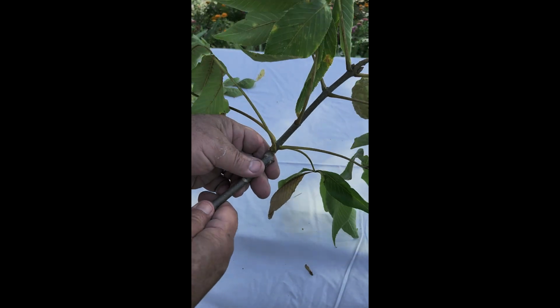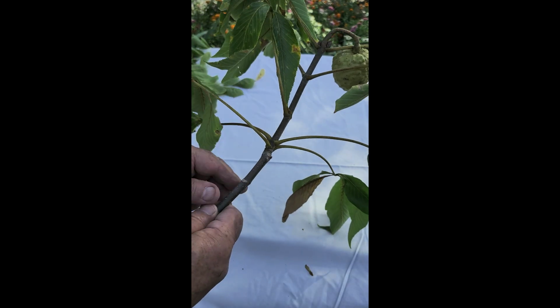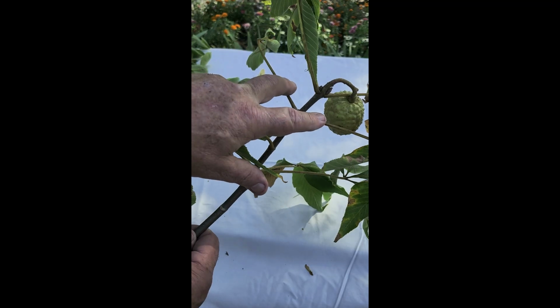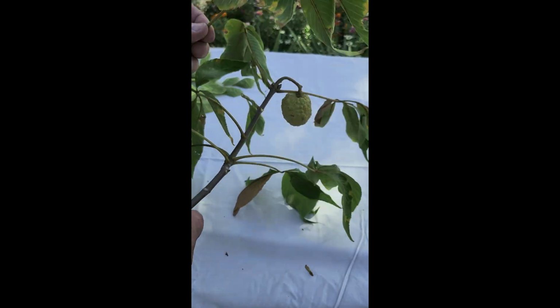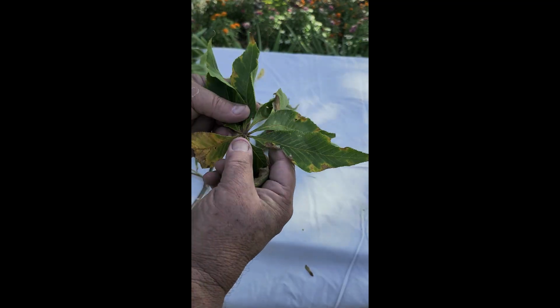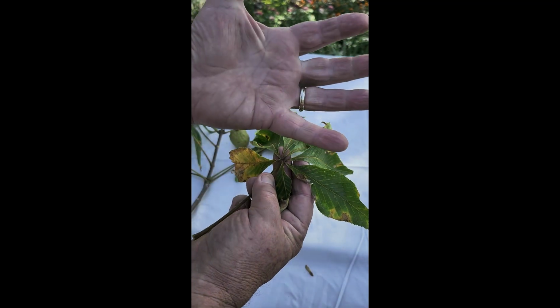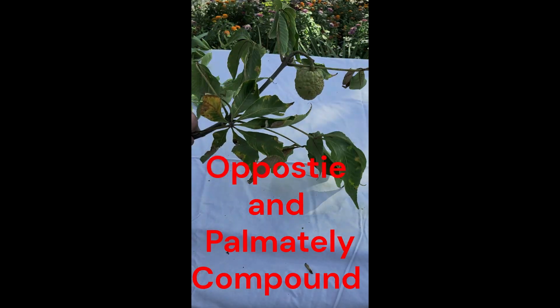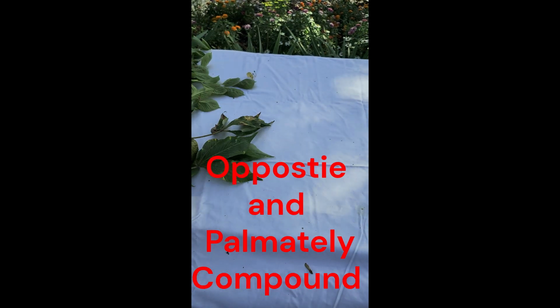Let's go to this one. Here's my stem, here's my petioles. Again, are they opposite or alternate? They're opposite, right? If I pluck one off, right, it comes out of here, it's palmately compound. So this would be opposite and palmately compound. That is the actual buckeye, Ohio buckeye.